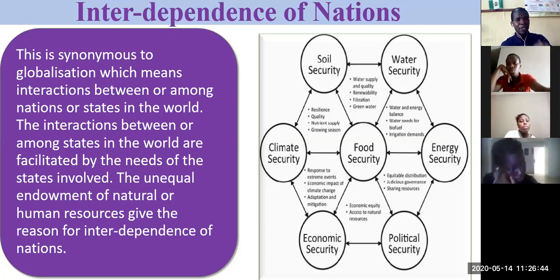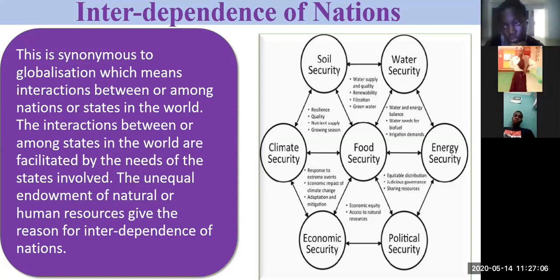You may know mathematics, your friend may know English language very well. There is need for you to interrelate, there is need for you to interact, so that you teach your friend mathematics, your friend will teach you English. Both of you will learn. That is the concept of interdependence of nations. Nobody is an island. That is just the concept. No country in the world is an island. And since no country is an island, there is need to interact in order to get what you don't have.